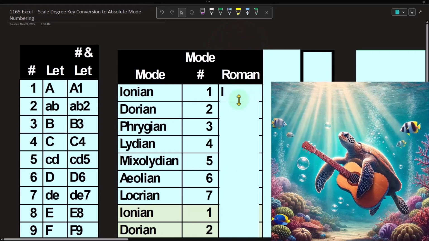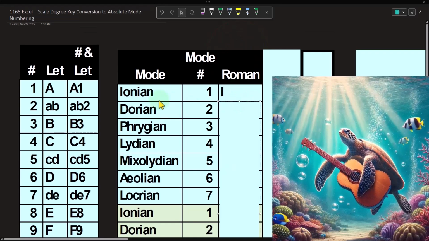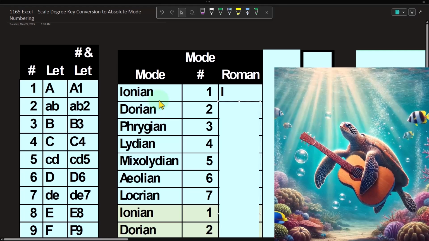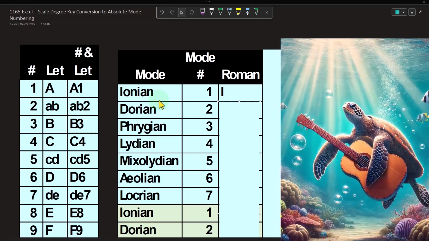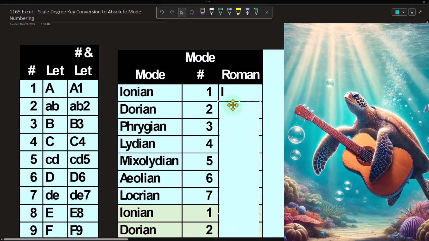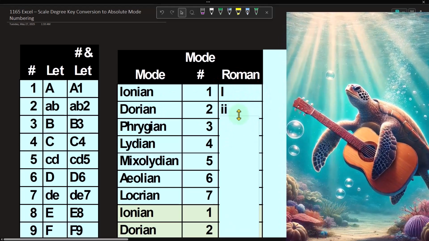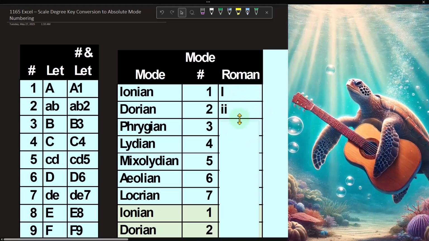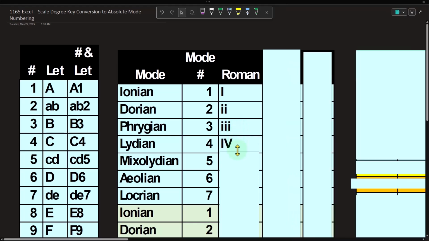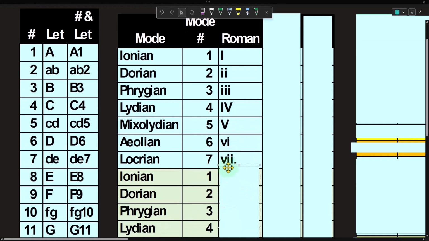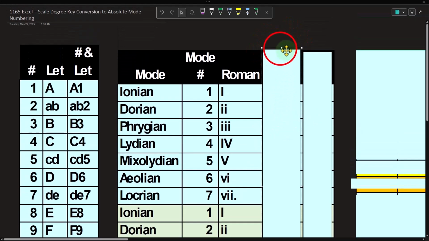So then we can give them Roman numerals, meaning what type of mode each of these is, and that'll also tell us what kind of 3-note triad would be built from it. The Ionian number 1 is capital because it's a major key, which has a major 3rd. Dorian is a minor 2. Phrygian is a minor 3. The Lydian is a major 4. Mixolydian is a major 5. Aeolian is a minor 6. And the Locrian is the diminished 7, which has a flat 3rd as well as a flat 5.